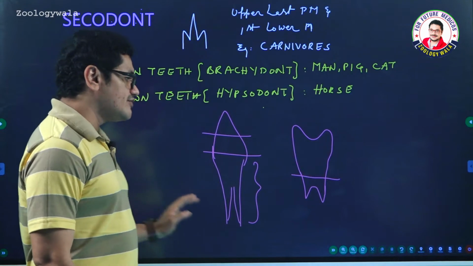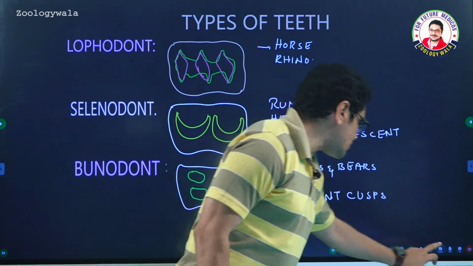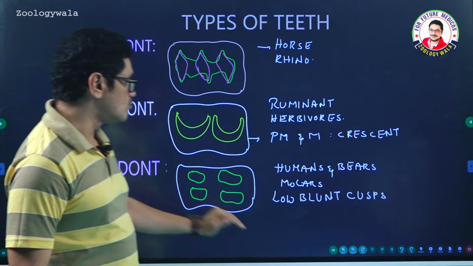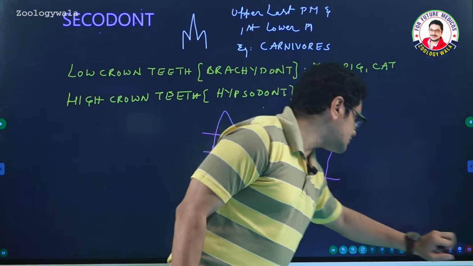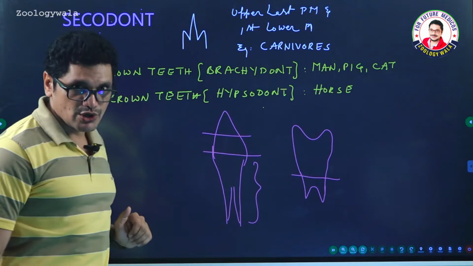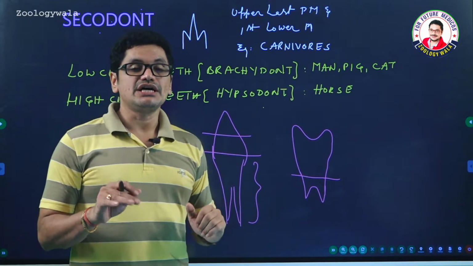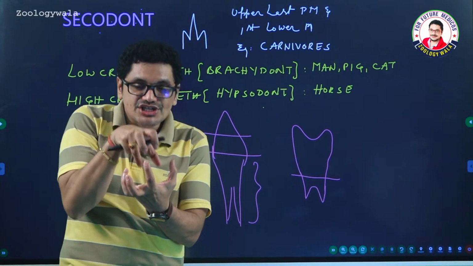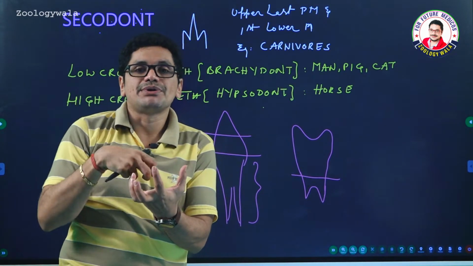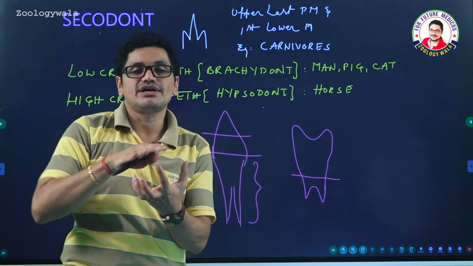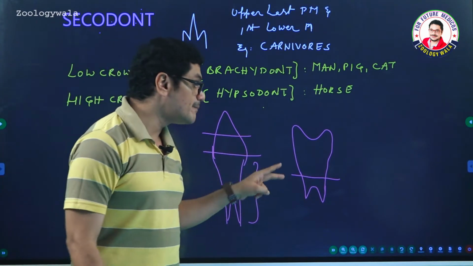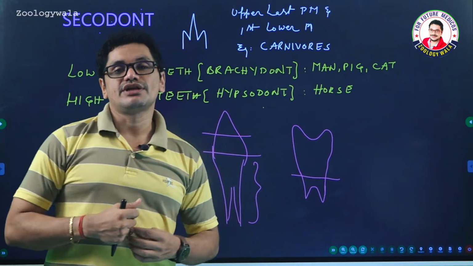So these are the different types of teeth like lophodont, selenodont, bunodont and secodont. These are the types of teeth based on the shape of the cusps, the ridges, and how the grooves appear. And these are the two types of teeth based on the visibility of the teeth.